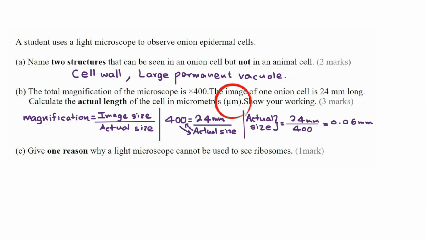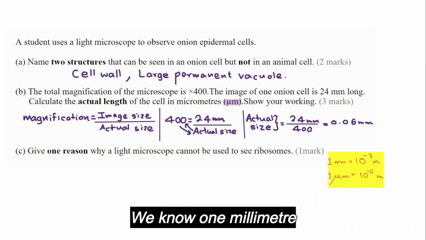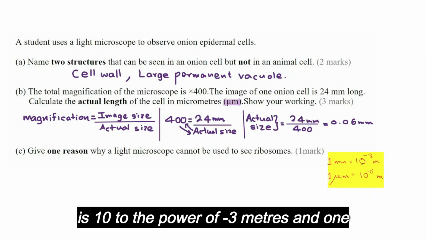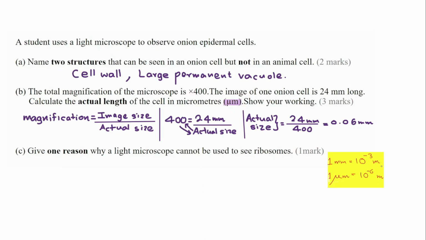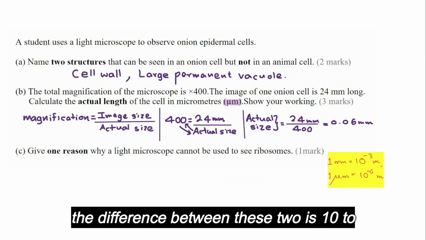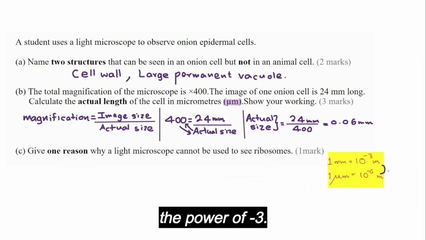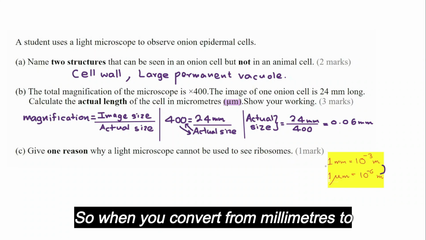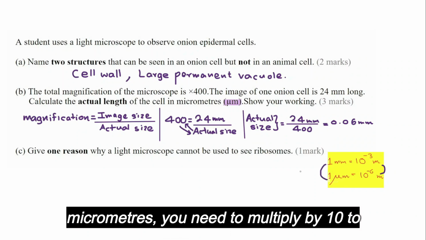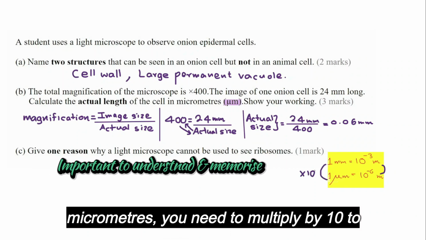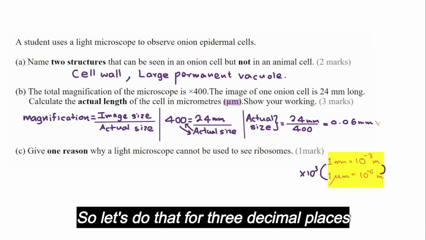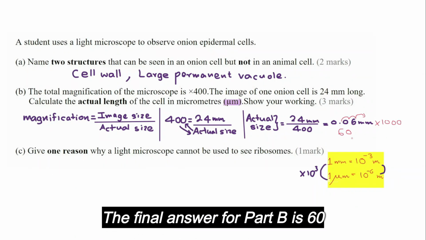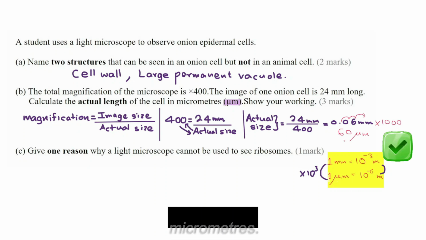Now we need to do the unit conversion. We know 1 millimeter is 10 to the power of negative 3 meters and 1 micrometer is 10 to the power of negative 6 meters. So we can see the difference between these two is 10 to the power of negative 3. So when you convert from millimeters to micrometers, you need to multiply by 10 to the power of 3 or 1000. So let's do that. So 3 decimal places to the right. The final answer for part B is 60 micrometers.